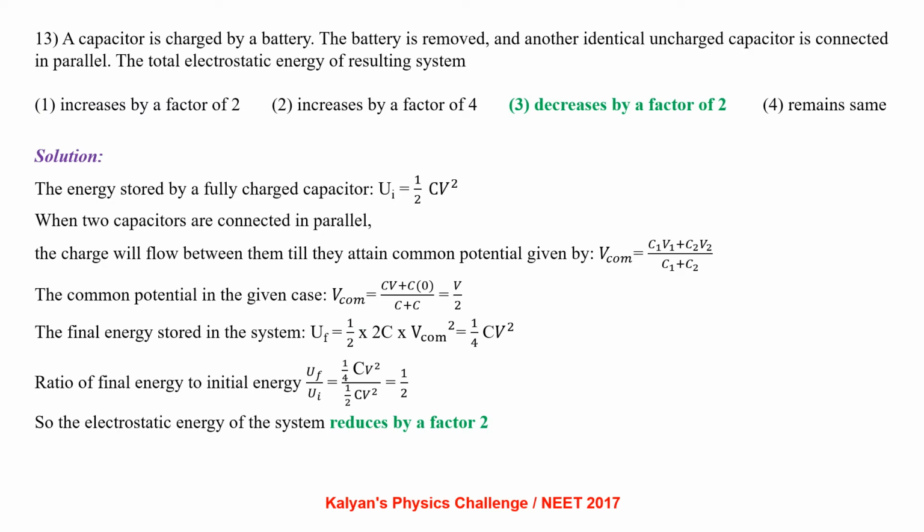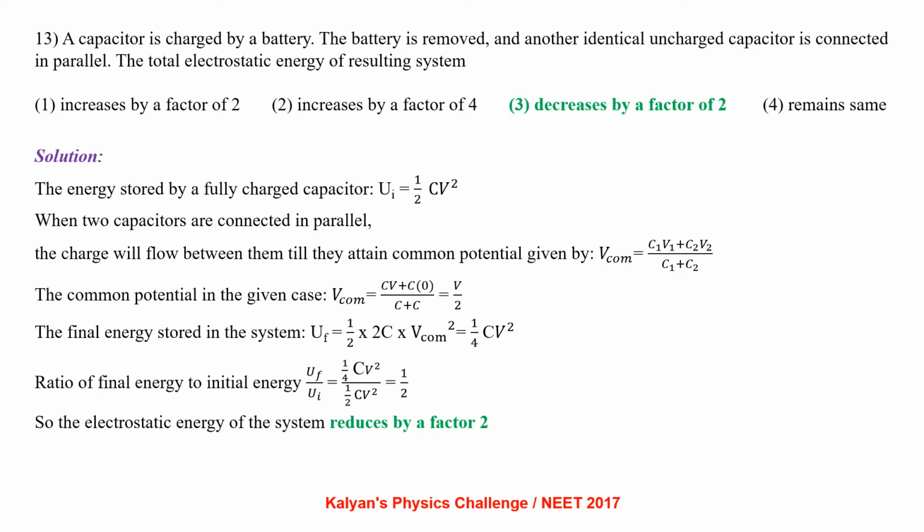A capacitor is charged by a battery. The battery is removed and another identical uncharged capacitor is connected in parallel. Find the total electrostatic energy of the resulting system. The energy stored by a capacitor is given by the formula half CV square.